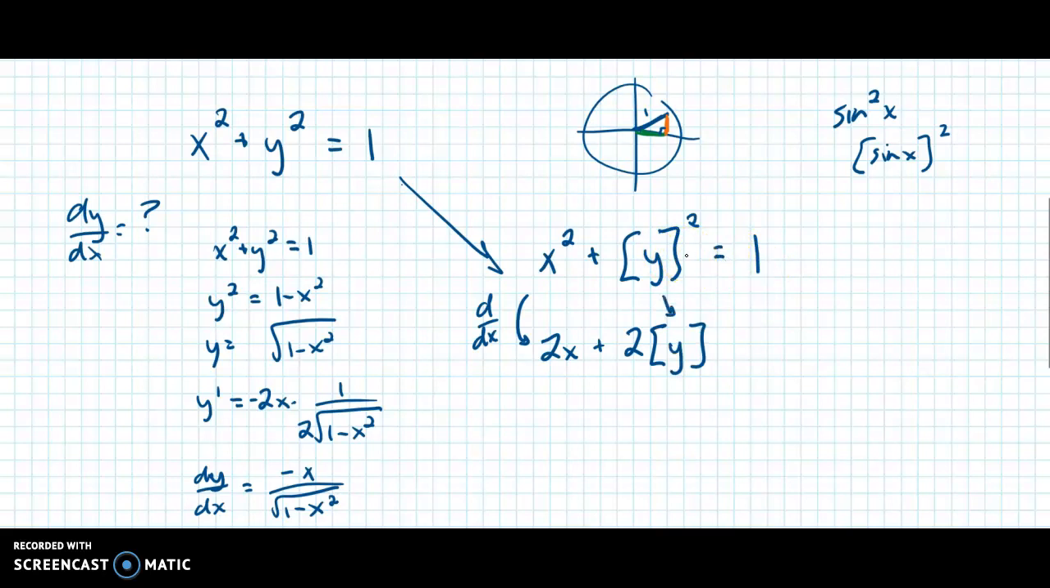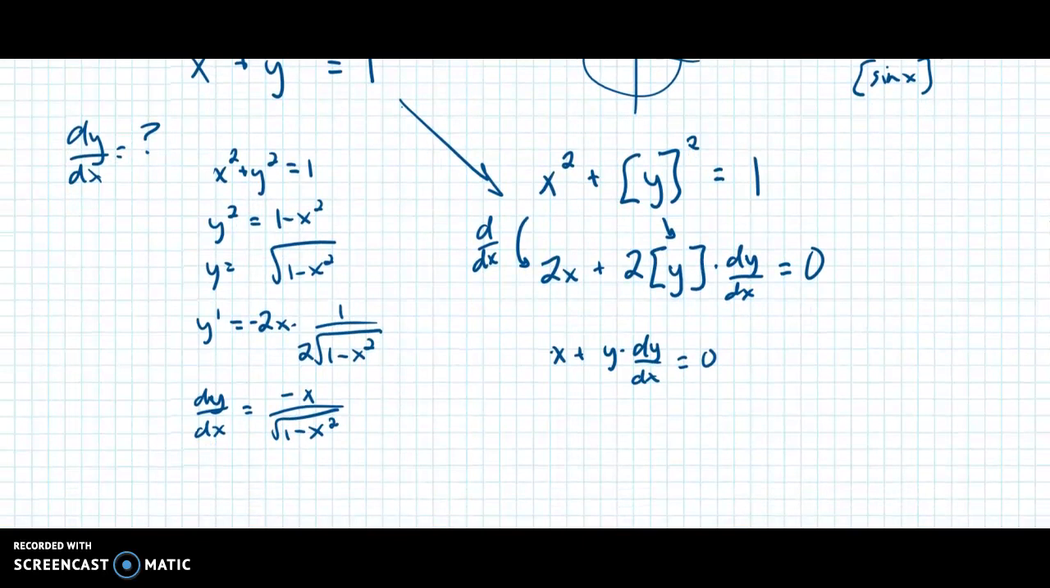It slides in here. But remember, when I do chain rule like that, I need to do the derivative of the innards. So what is the derivative of y with respect to x? Well, that's exactly what we're looking for, times dy dx. It's just chain rule. Equals, what do I get on the right side? What's the derivative of 1? It is 0. So divide by 2 everywhere, and simplify, I get x plus y times dy dx equals 0.